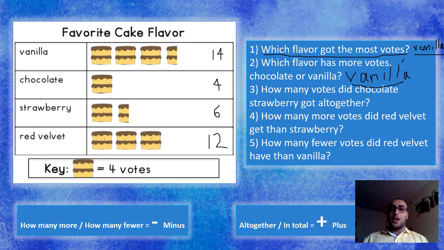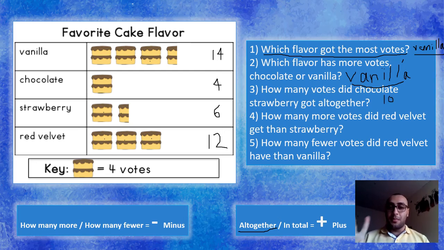Now, question number 3. How many votes did chocolate and strawberry get all together? Remember all together down here? What do we do? Great, we add them. Plus. So, let's see. Chocolate is 4, strawberry 6. So how many did they get together? 6 plus 4. That's it. The answer is 10. You just write 10 here.